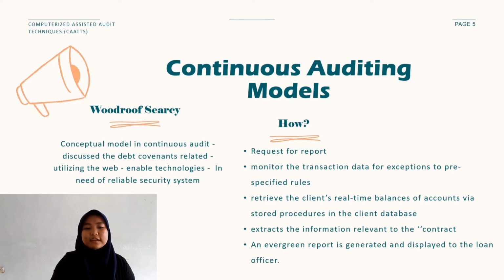The third stage is a digital agent on the auditor system requests a digital agent on the client system to retrieve the client's real-time balances of accounts via stored procedures in the client's database. If more information is returned than is needed, the data agent extracts the information relevant to the contract. This is stage 4, and in stage 5, an evergreen report is generated and displayed to the loan officer. This details 3 levels of assurance. The first one is assurance of reliability, in which no further analysis is performed. The second level is to offer opinions on fairness of real-time financial statements, and in the third level, providing an analysis of technical violation of third-party contracts.